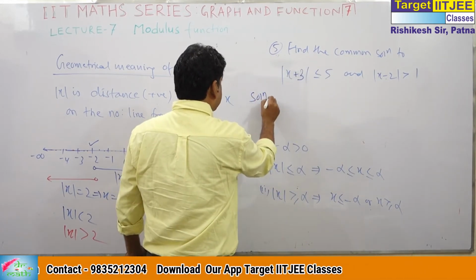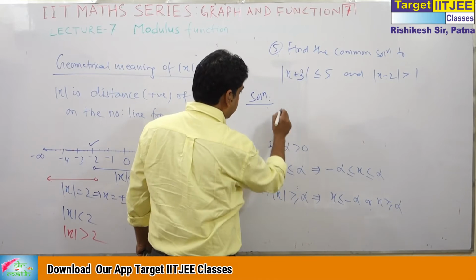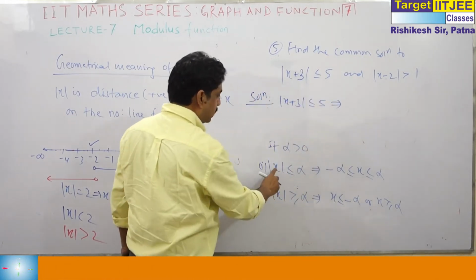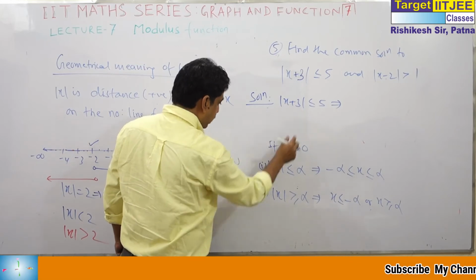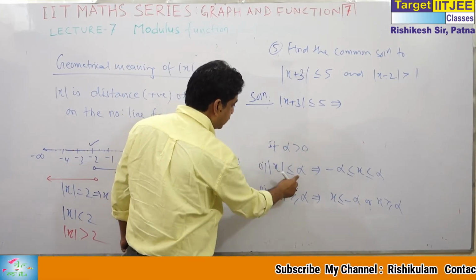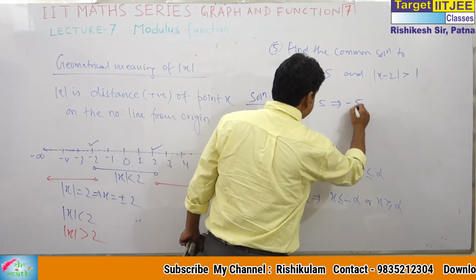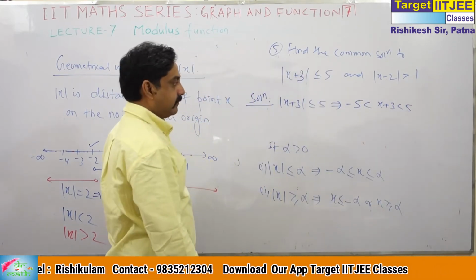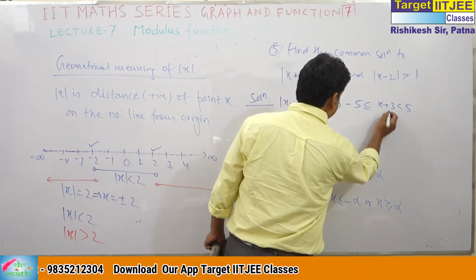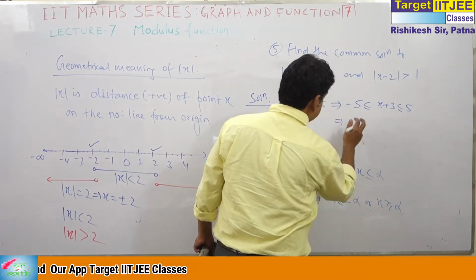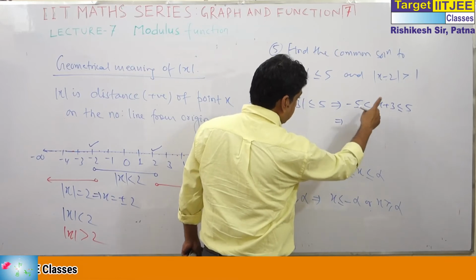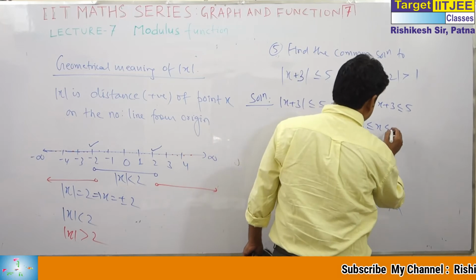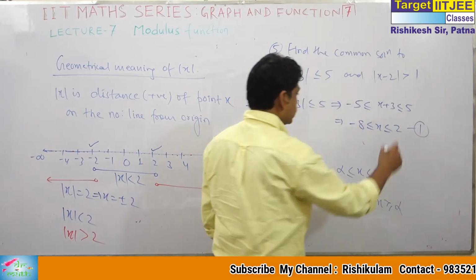If we go through this result, mod x plus 3 is less than or equal to 5. This implies what? Instead of x there is x plus 3, and instead of alpha there is 5: minus 5 less than or equal to x plus 3 less than or equal to 5. We can take the sign of equality. From here we get minus 8 less than or equal to x less than or equal to 2. This is the first case.